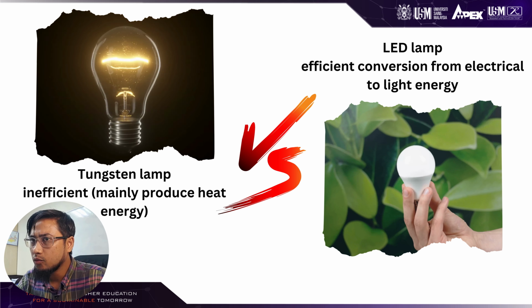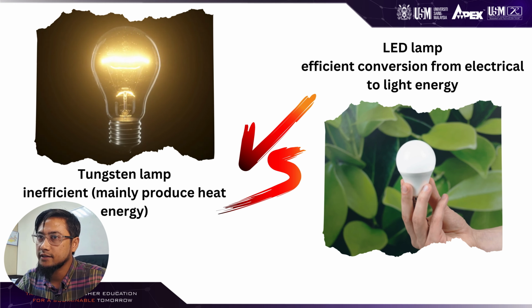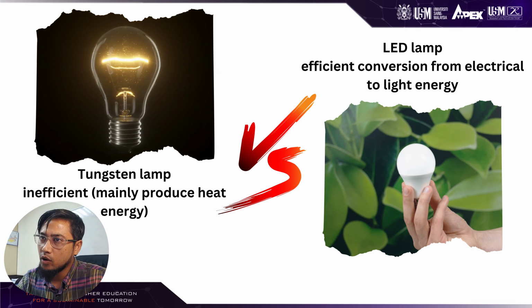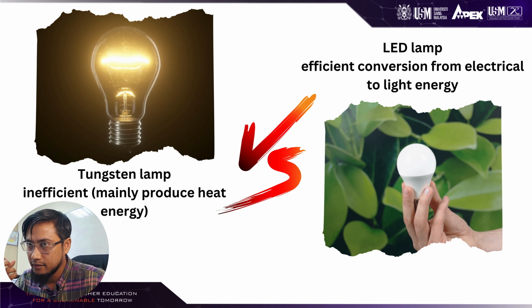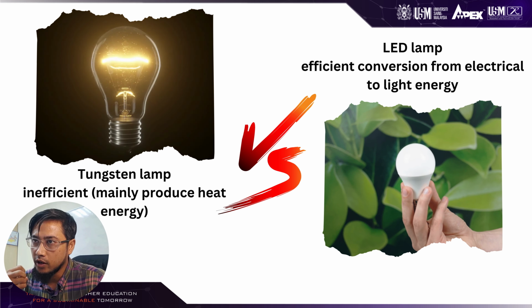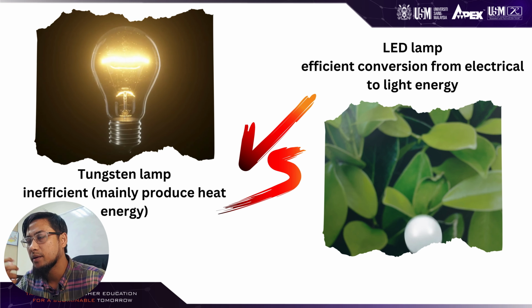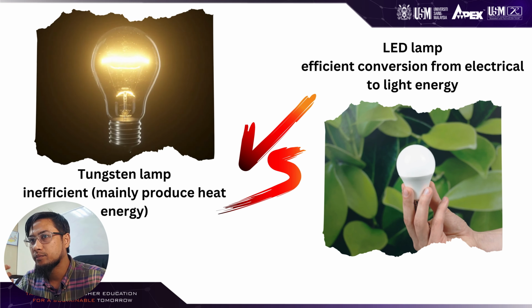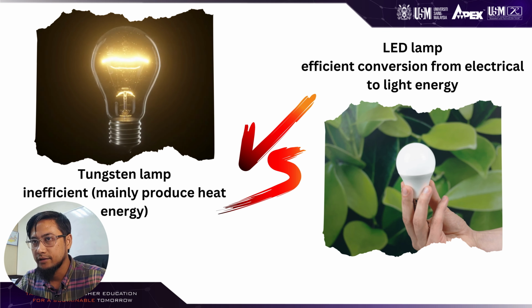When we compare this LED to the old tungsten lamp, the light that comes out from the tungsten lamp is produced by flowing current through a resistor, which is the tungsten. As the wire becomes so hot, some of the energy is converted into light as the charges move around in the wire. That's why the tungsten lamp is very inefficient, and it consumes high power, because it primarily produces heat energy as opposed to producing light.